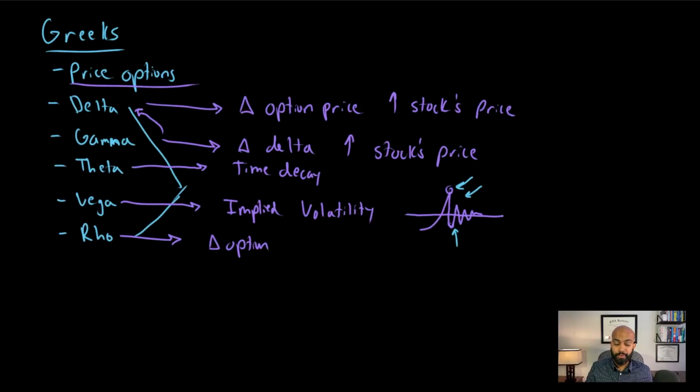Now let's talk about the last Greek. This one is Rho. Rho represents a change in the option price for a 1% increase in interest rates. So even though interest rates are rising right now at the time of this recording, and there's a lot of fear with interest rates, Rho really doesn't impact option prices, at least the way we trade it.